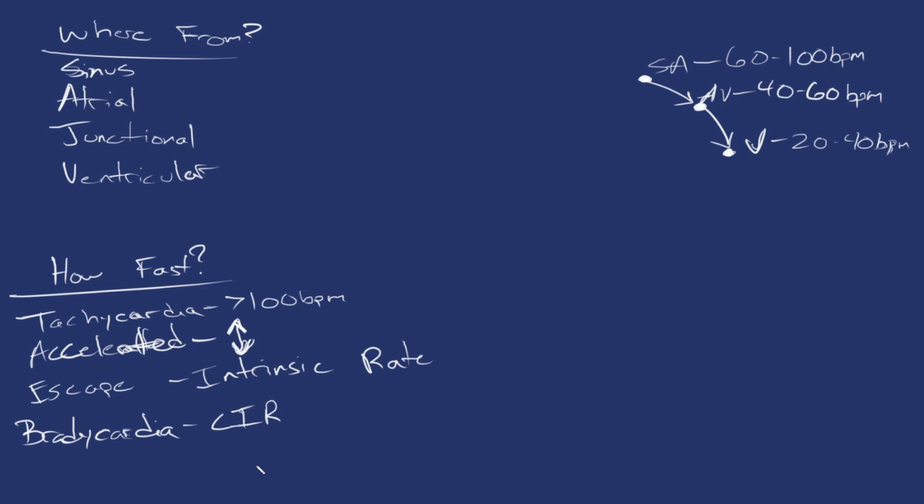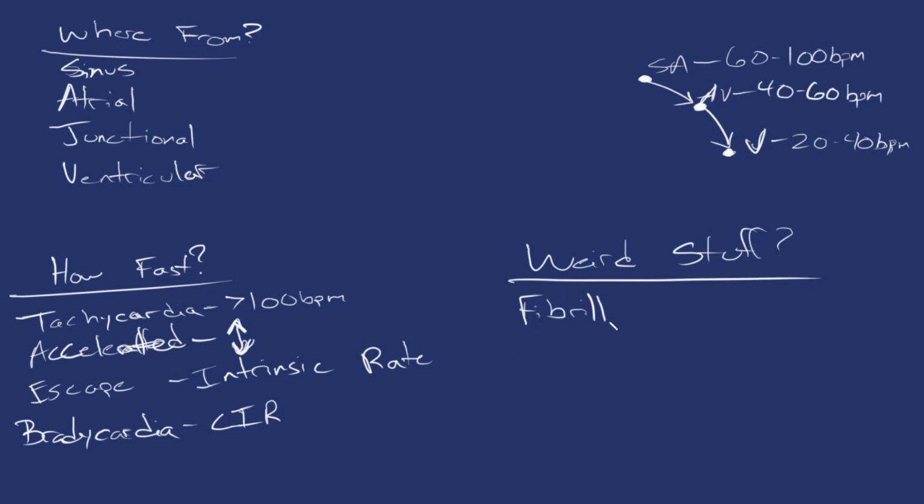All right. So this right here, you just learned pretty much all the rhythms. There's a couple different ones. So there is weird stuff, right? The first big one is fibrillation, right? With fibrillation, because the signal's coming from literally everywhere, you can't determine the rate.